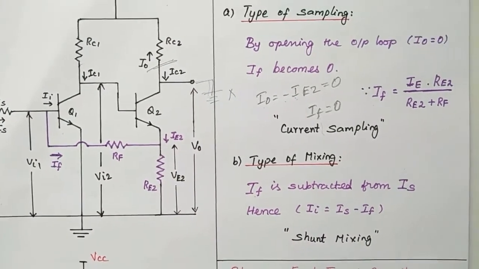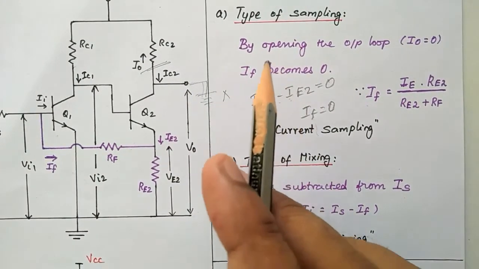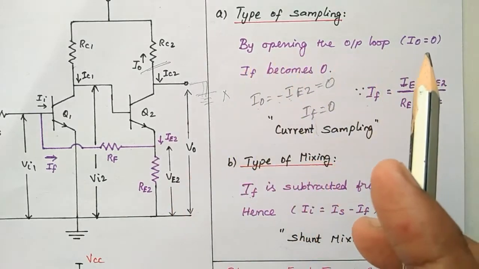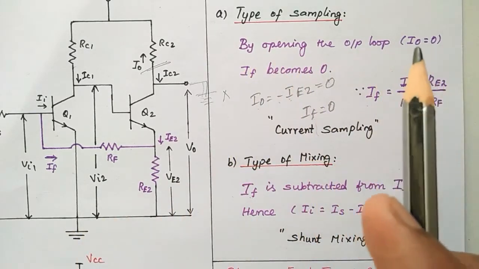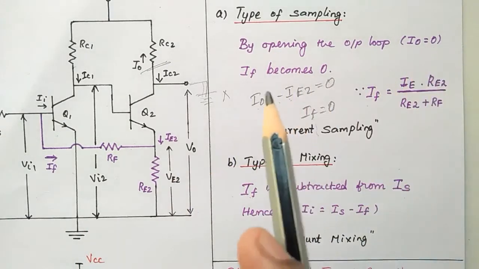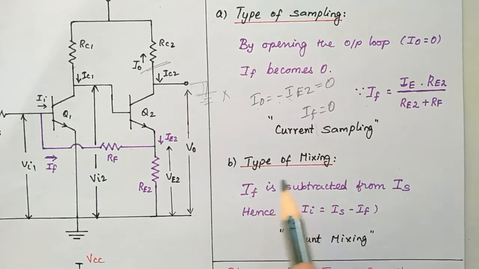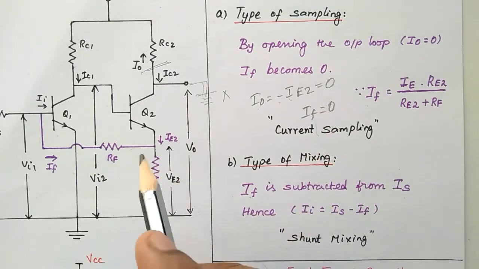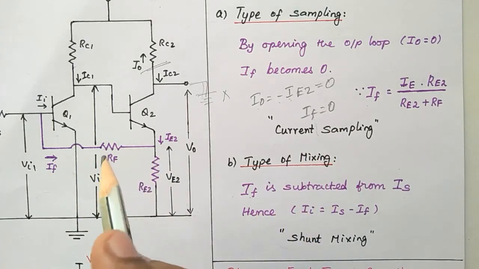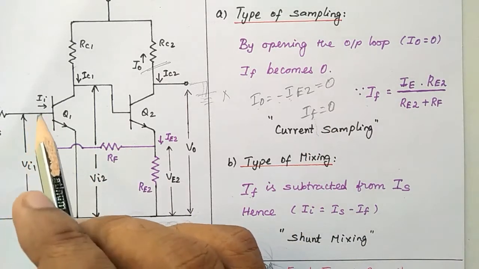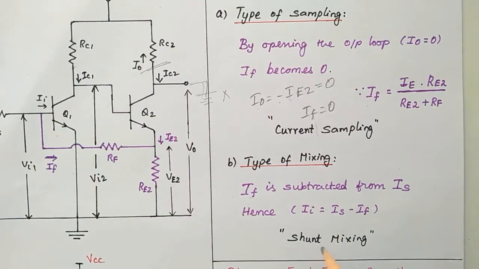So the first step is completed. In the first step, we saw what type of sampling is used. For that, we opened the output loop, hence I0 becomes 0. Since I0 becomes 0, IF also becomes 0, hence it is current sampling. For the type of mixing, we are taking the current feedback, so the current sample is fed back to the input side in a shunt connection. Hence, it is shunt type mixing.